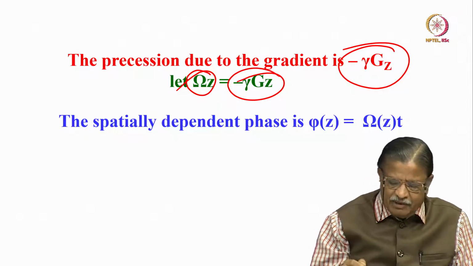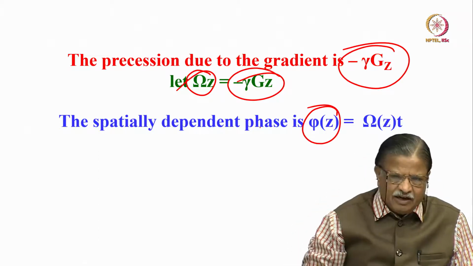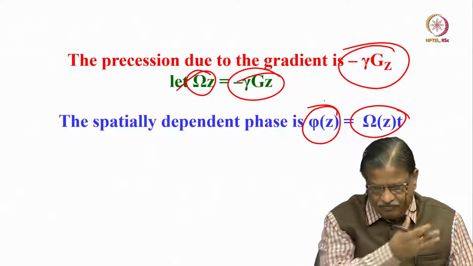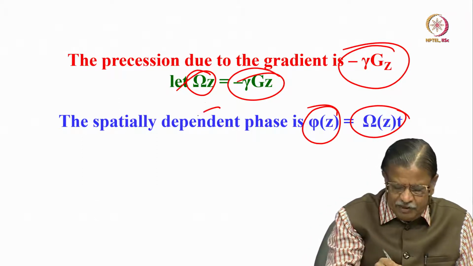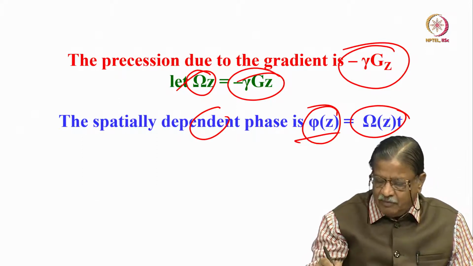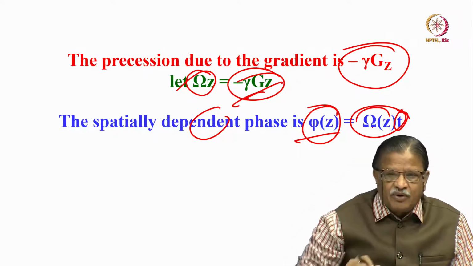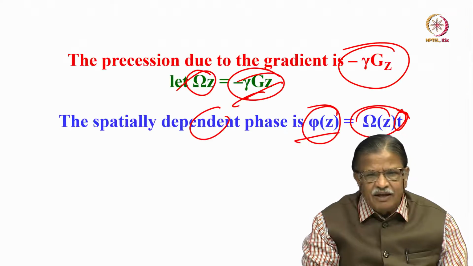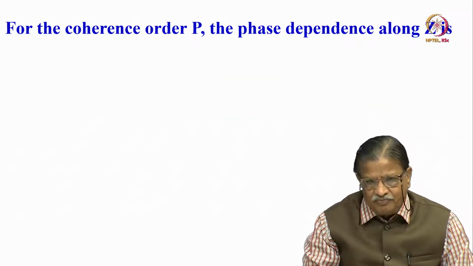Then the spatially dependent phase I will define as phi of z, across the sample in the direction z, equal to omega z into t, from the previous equation. So that is the spatially dependent phase, which is equal to gamma into B naught into t. t is the duration for which you are going to apply the gradient. Okay. Now we can define one thing for the coherence order, which we know.